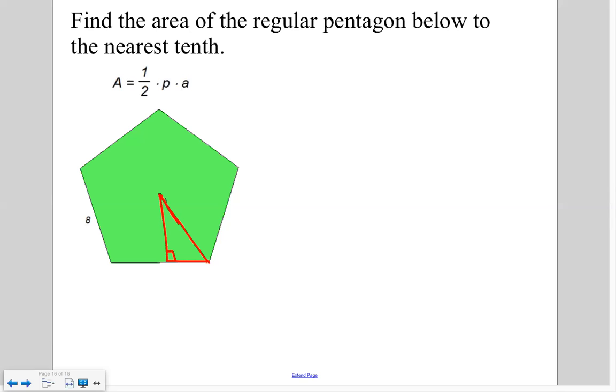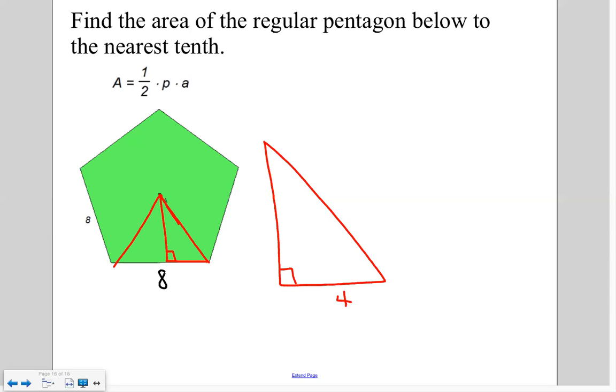Now, in order to do that, I need to know some other parts of that triangle. In this case, we're given a side length. We know that each of these sides is equal to 8. I'm going to redraw this red triangle out here just so it's a little bigger. If the full side length is 8, I know that the apothem does two things. It divides the side length into two equal segments. So the full side is 8, then half of the side is 4.